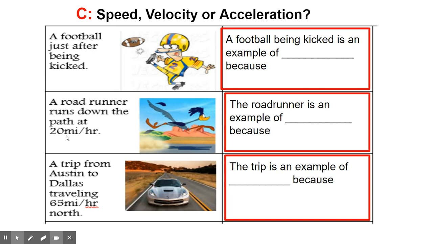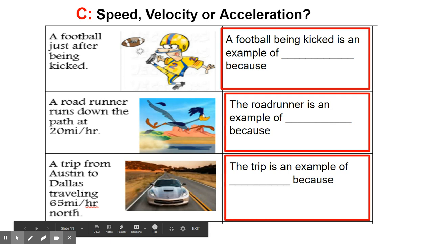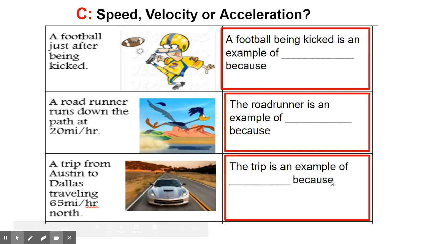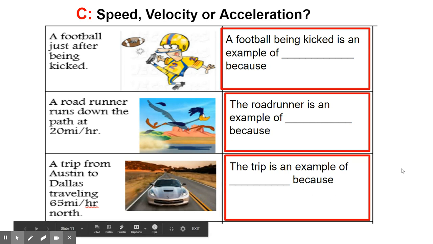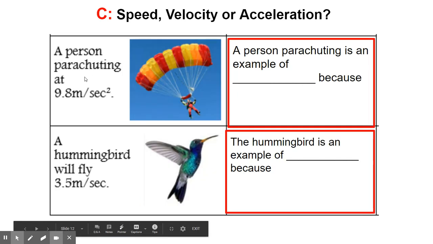The road runner runs down a path 20 miles per hour. So 20 miles per hour is just an example of speed. So the road runner is an example of speed because of the units miles per hour. A trip from Austin to Dallas traveling 65 miles per hour north. So 65 miles per hour north is an example of speed with direction. The trip is an example of velocity because there is speed with direction.